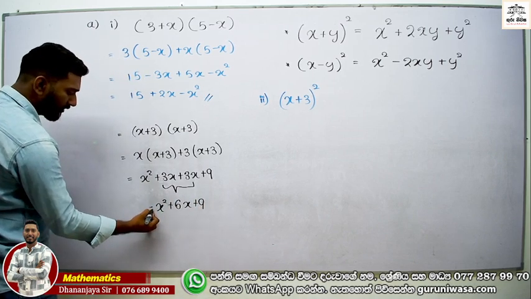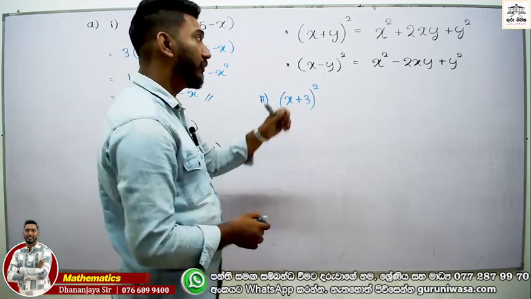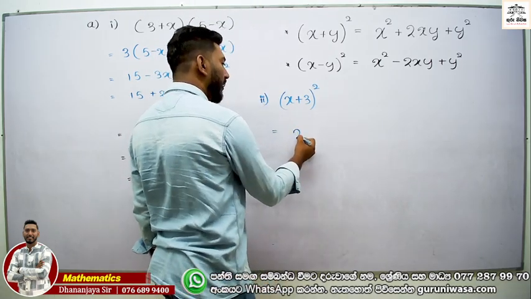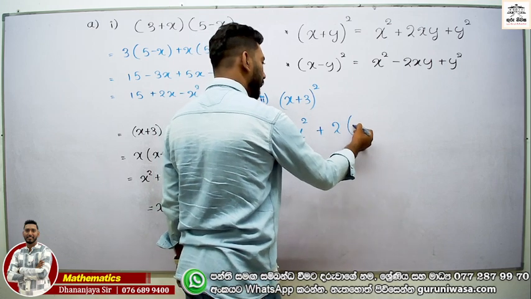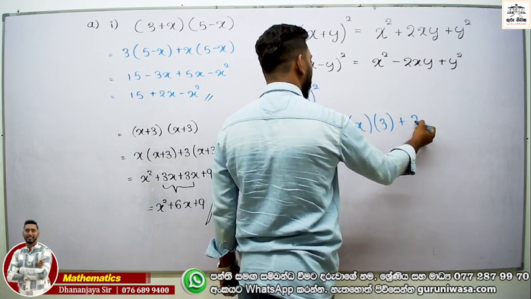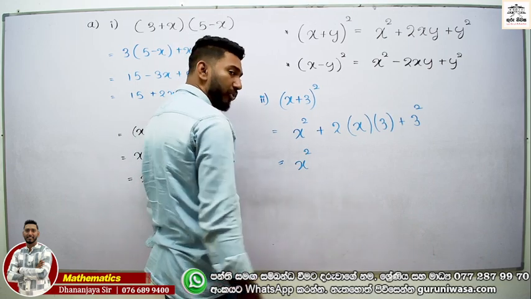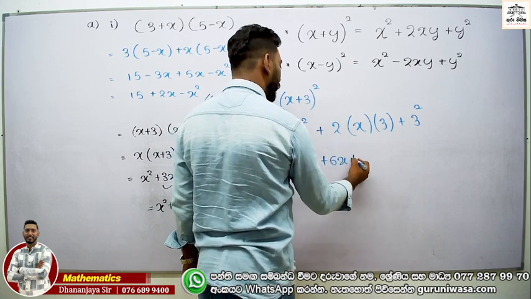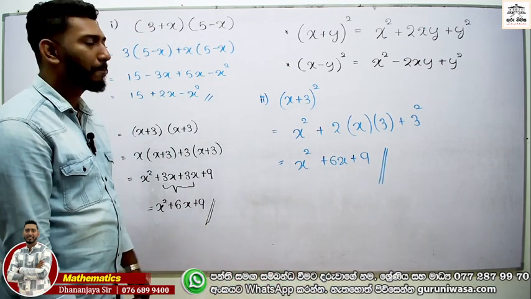Now the answer is correct, but you can make it this way. How? Use this trick. How to find this one? Square of the first term plus 2 times the first term into the second term plus the square of the last term. Very easy. Now the answer is x to the power of 2, and 2 times x times 3 is 6x. Now 3 to the power of 2 is 9. Now you got it. Do you understand?